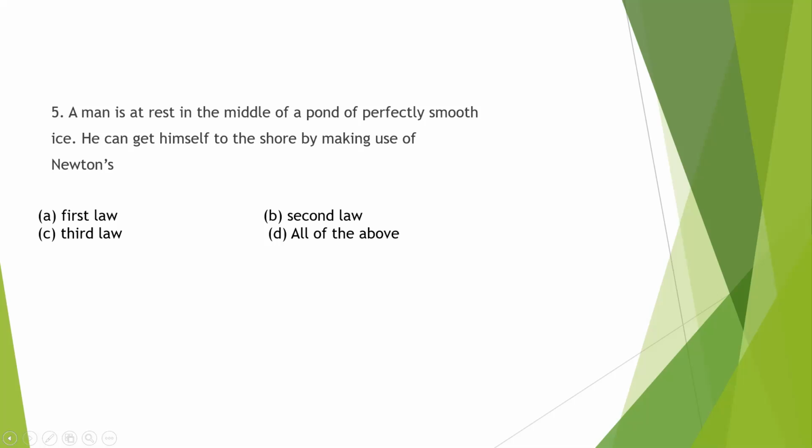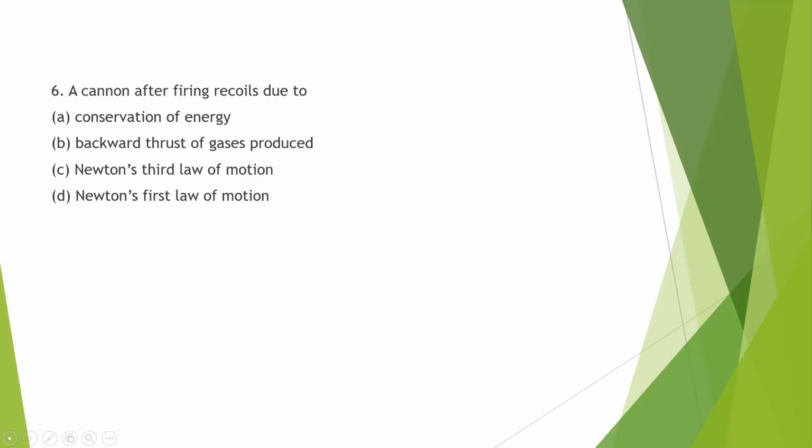So first law is not possible, second law is also not possible. So the correct option is option C, that is third law. Because of the third law of motion, the man will get to the shore, the edge of the pond. Okay, next question.